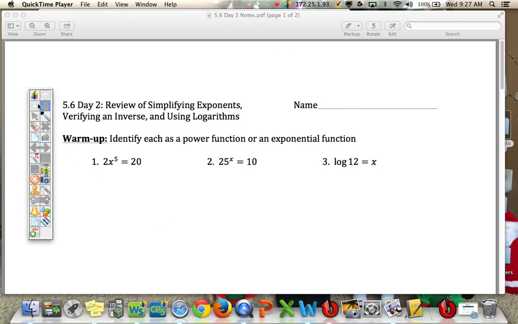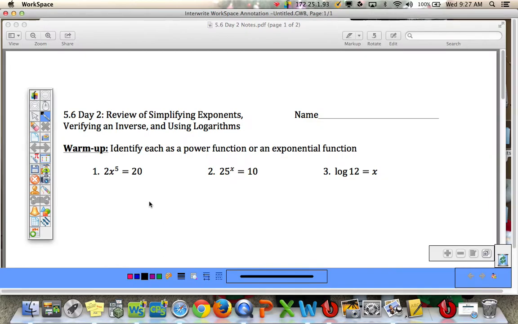Today we're going to review looking at logarithms, and let's start with the warm-up. Can you identify each as a power function or an exponential? So the key is look at the exponent. If the exponent is a number, it's a power function, and you solve by doing opposite order of operations.